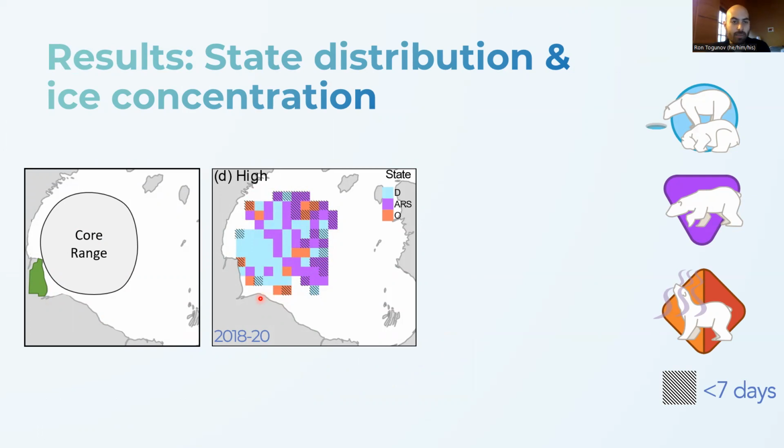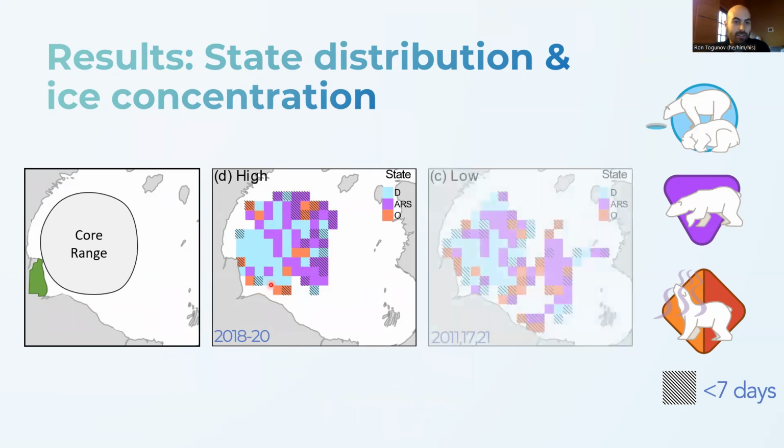In addition, I compared years with high ice concentration with years with low ice concentration. Most notably, in years with high ice concentration, bears remained primarily within their core range, and in years with low ice concentration, they strayed further from the core range, which could either be them moving further in search of high quality habitat, or the more dynamic sea ice causing them to drift further from their range.